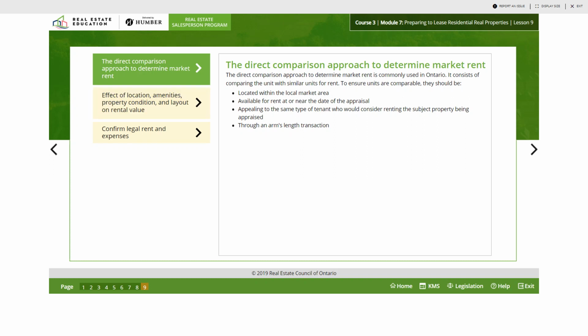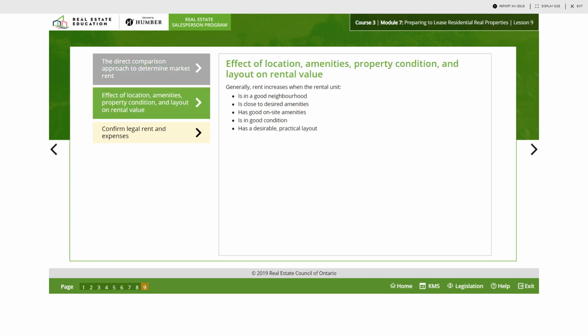I have no idea what this last thing means. Through an arm's length transaction. What does that even mean? I have no idea. Anyways, moving on.